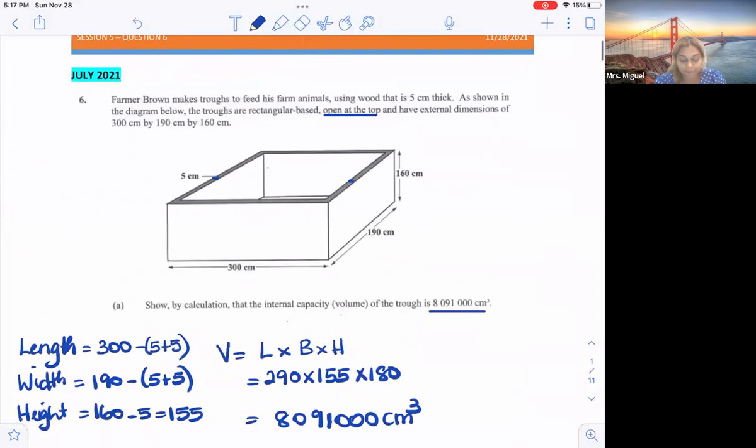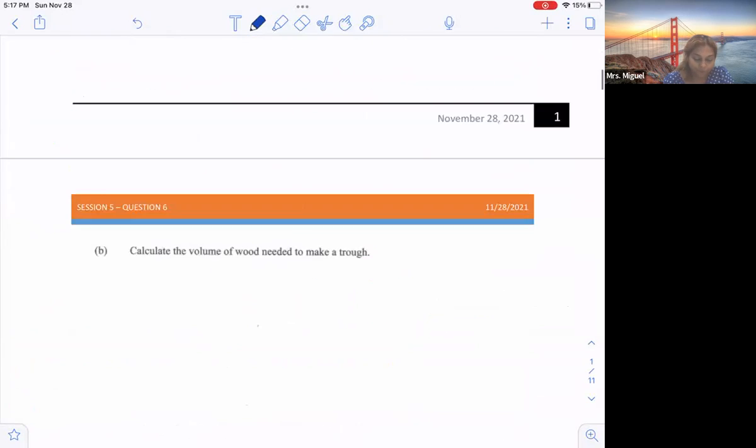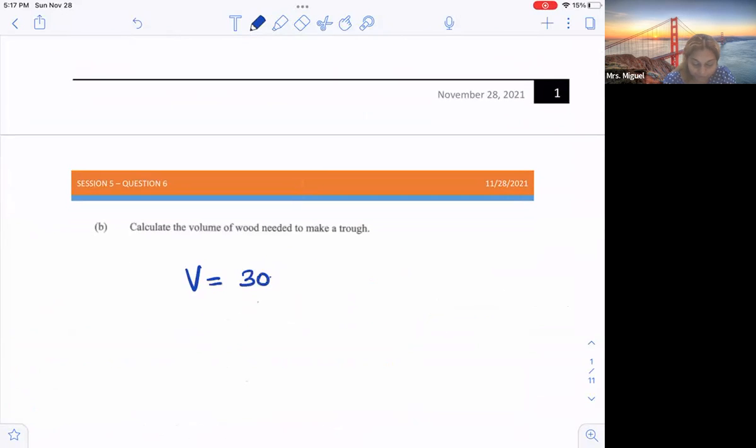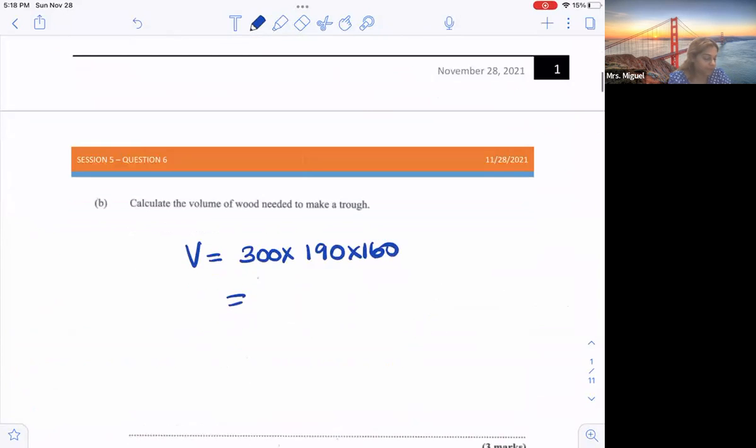The volume of the wood now needed to make the trough. Well, that one is simple. How much wood do we need? We need 300 cm by 190 by 160. Well, you should have at least been able to get that. Volume 300 by 190 by 160. 300 by 190 by 160 will give us 9120000 centimeter cube. Volume is 3-dimensional.